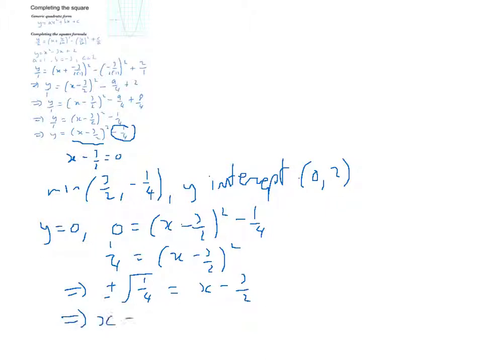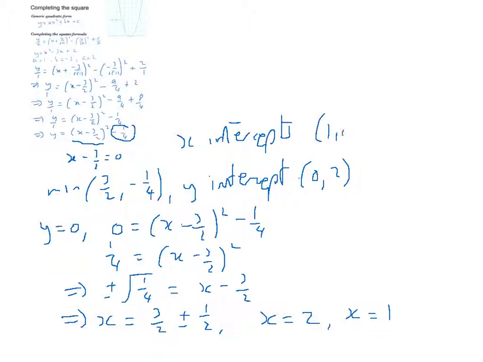So we get x equals 3 over 2 plus or minus the square root of a quarter, which is a half, so plus or minus a half. Therefore x equals 3 over 2 plus a half, which is 4 over 2, which is 2. And x equals 3 over 2 minus a half, which is 2 over 2, which is 1. So therefore the x-intercepts occur at (1, 0) and (2, 0).